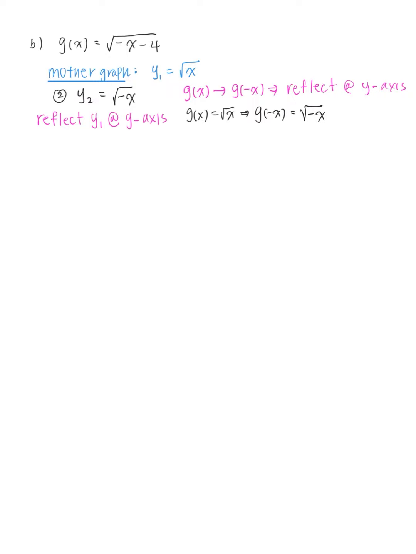All right, now let's go with step 3. I think this might be just 3 steps here if we did it this way. So I'm going to call this y sub 3. So right now, we already have square root of negative x here. However, we need that to be minus 4. Okay, so then let me just write it as square root of negative x minus 4.